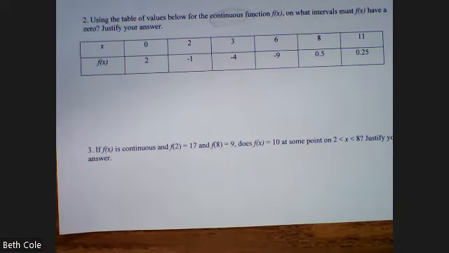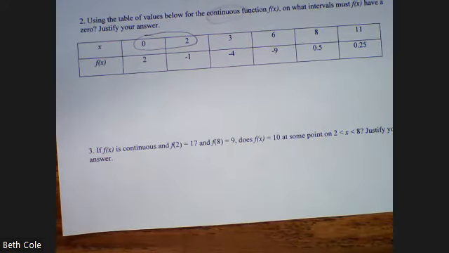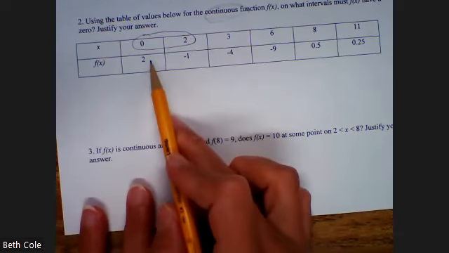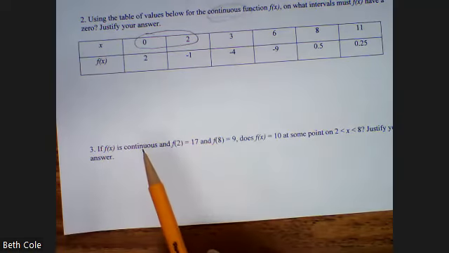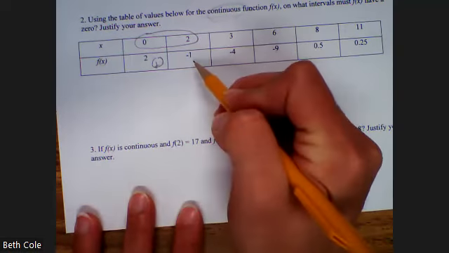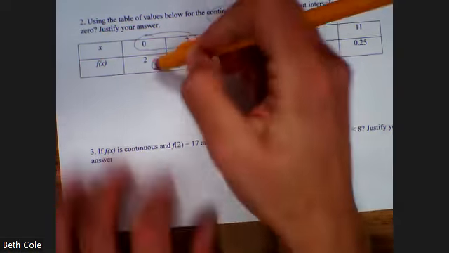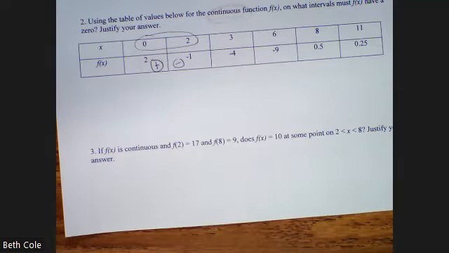On what intervals must there be a 0? Let's look at all of them individually. Does there have to be a 0 on this interval 0 to 2? Would there have to be a 0 on that? Yes, why? No, that's not the reason why. Because 2 is positive and -1 is negative. So 0 would have to be in between them. Do you see what I'm saying?